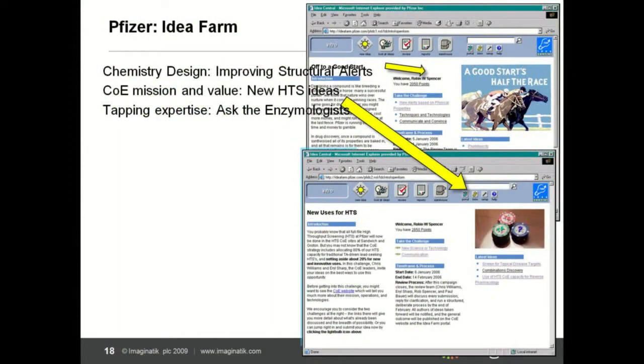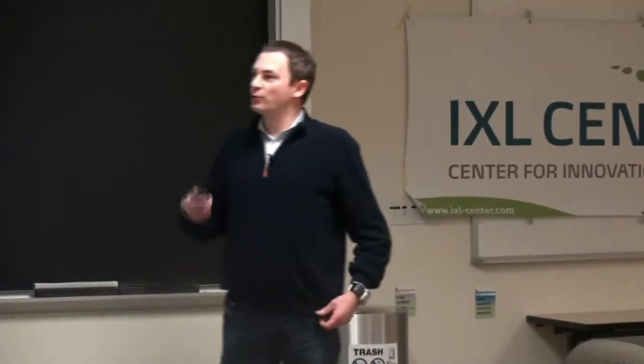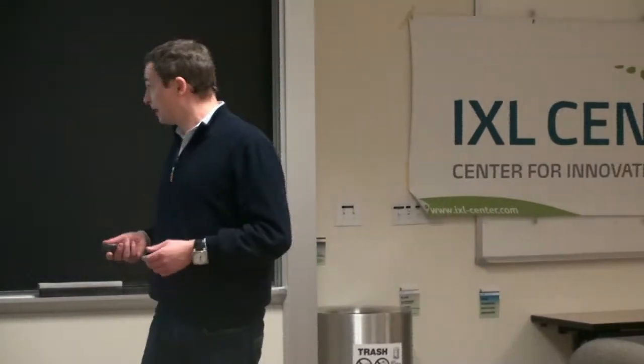New uses for HTS, this is a great one. Very often drugs in market gain a lot of benefit when they have additional claims or additional treatments. You've already made all of the investment in the thing, and the more uses you can find for it, genuine uses for it, the more profitable the drug will become.